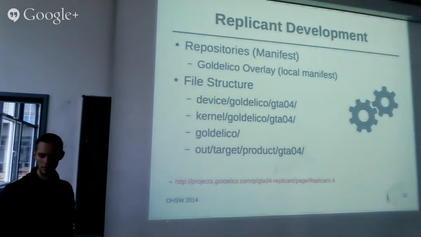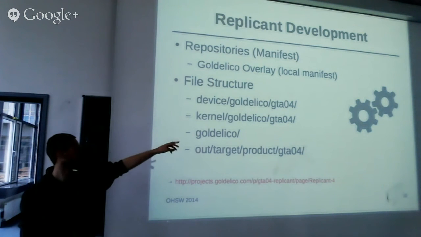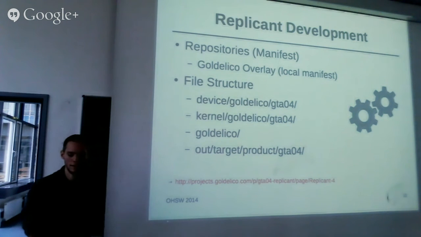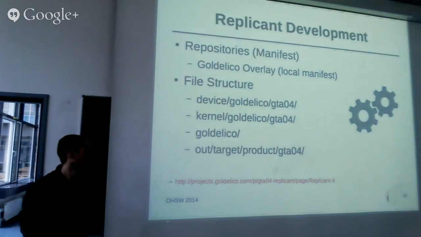For the GTA04, for example, we have the folder device/Goldelico/GTA04. This is the most important folder because everything which is needed to support the GTA04, all the hardware abstraction layers, the modem abstraction layer, all the configuration, which drivers to use, etc., is in that directory. And you can just browse in there and have a look at the makefiles to see which modules are built in there, and have a look at the configuration files, for example.